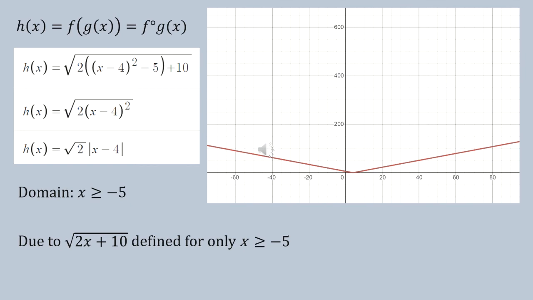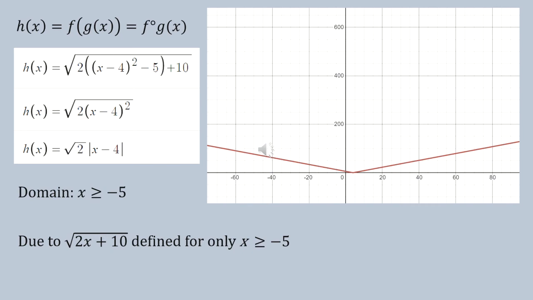Now, in this case, we can clean things up a little bit. Distribute that 2. So I would multiply 2 by the x minus 4 squared, and then 2 times negative 5 is negative 10. And what do you know? Negative 10 plus 10 is 0. So the function simplifies down to the square root of 2 times the quantity x minus 4 squared. And I can distribute the square root over the product, and I would get the square root of 2.